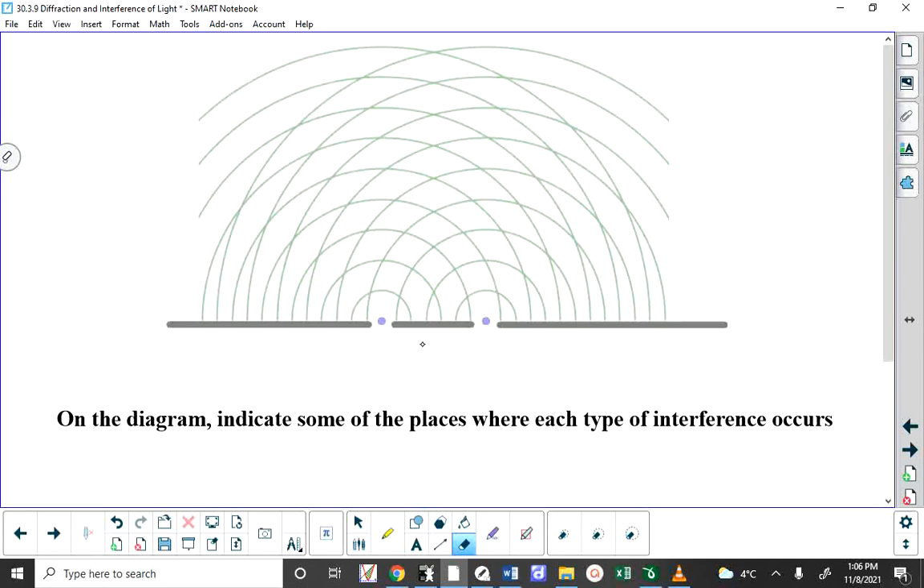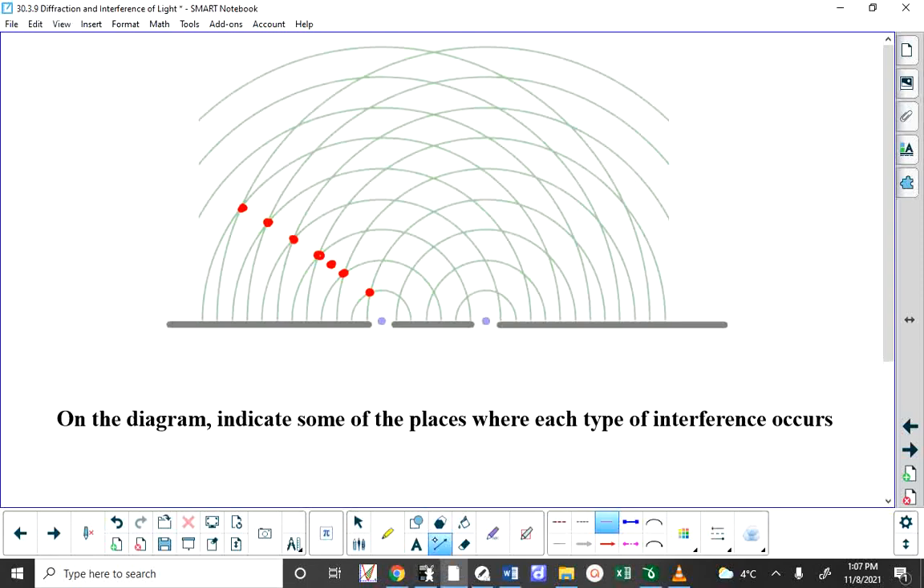So, you know, I would say there's one here. Do you agree? And I would say there's one here, and there's one here, and here, and here, and here. I want you to notice those dots don't form a straight line, although we're going to treat them as if they did. There is also a point of constructive interference here.